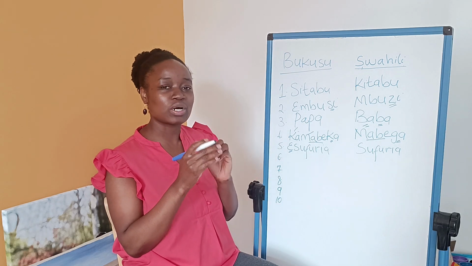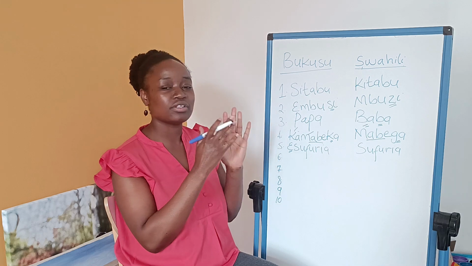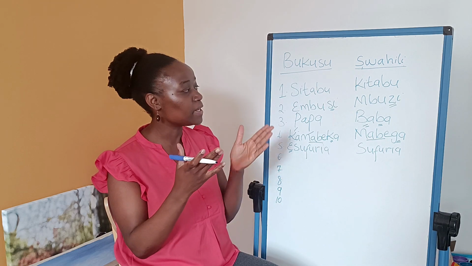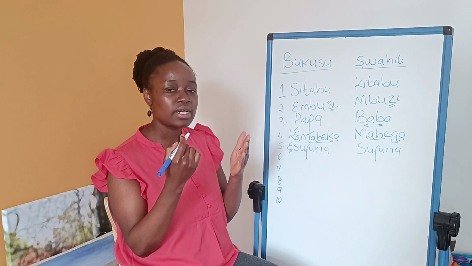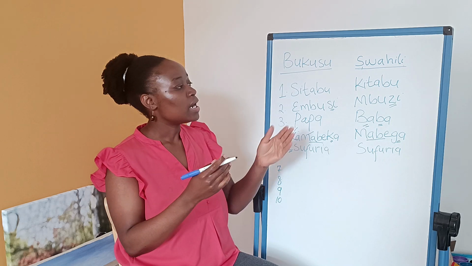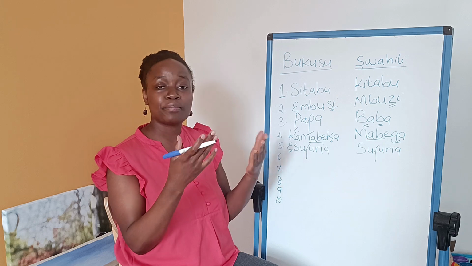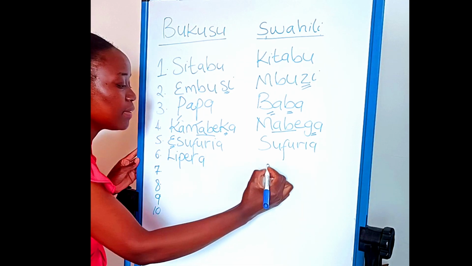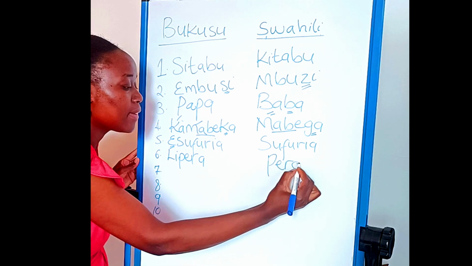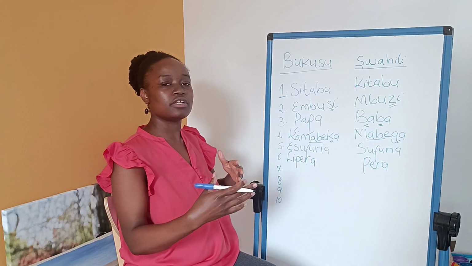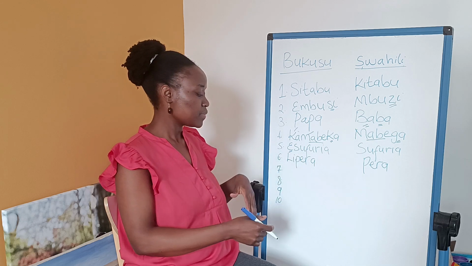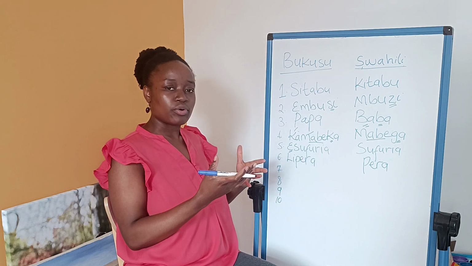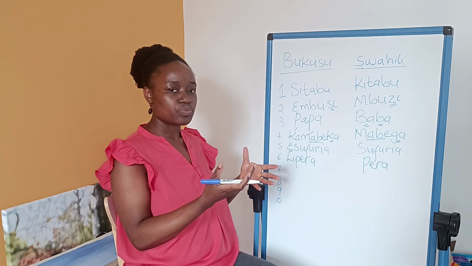Now let's change a little bit and do fruits. I have 3 fruits that sound very similar in Bukusu and in Swahili. The first fruit is a guava, and we call it lipera in Bukusu. Lipera is one and kamapera is many. And in Swahili, lipera is simply pera. So lipera, pera, okay? Lipera, pera. Pera hili ni tamu, okay? A very sweet guava, you know.